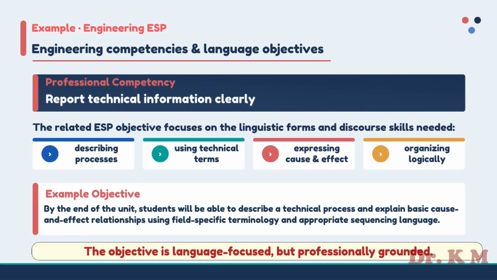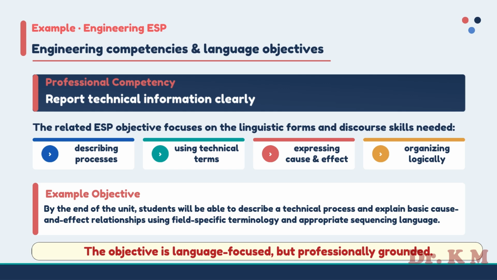Example, engineering competencies and language objectives. In engineering, reporting technical information is often essential. The professional competency is broader: report technical information clearly. The related ESP objective should therefore focus on the linguistic forms and discourse skills needed to achieve that competency. Describing processes. Using technical terms. Expressing cause and effect, and organizing information logically.